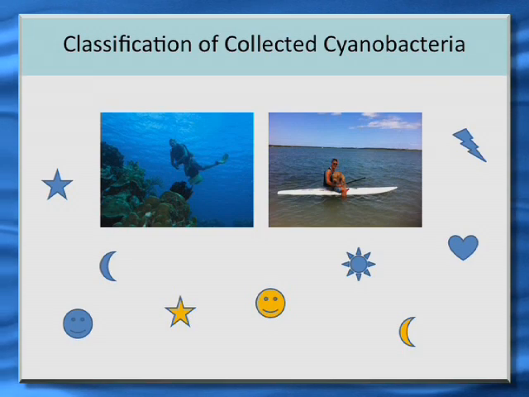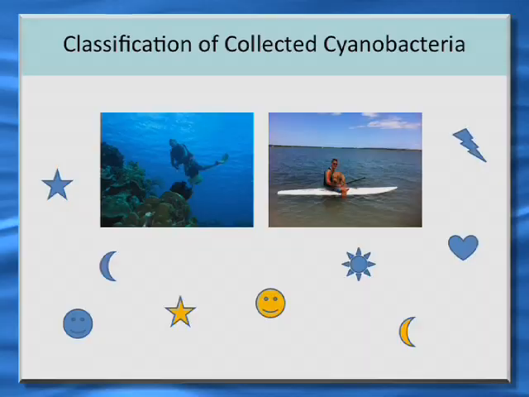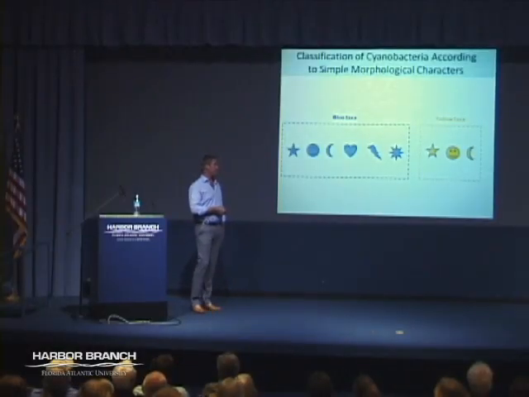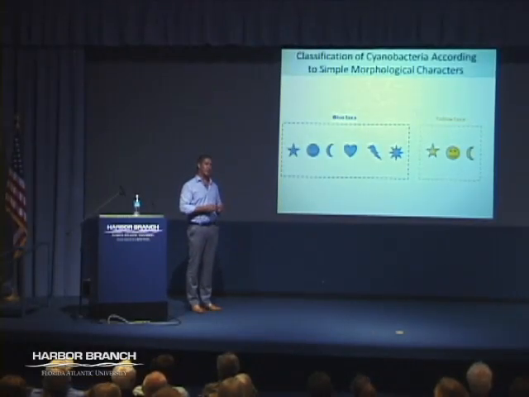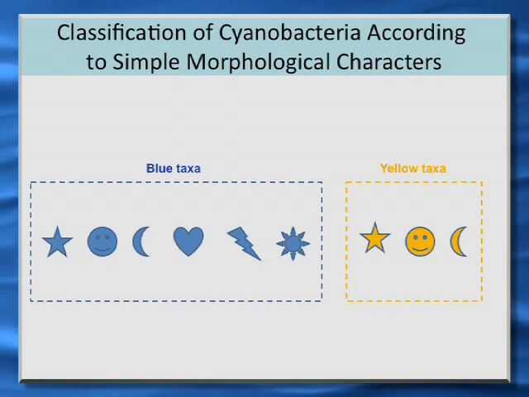So we collect this organism, and I've highlighted different morphotypes, different types of cyanobacteria with different characters here, just to show cyanobacteria with different morphologies. And what we do then is we group them together based on morphological similarities. That's the way the classification has been in the past. For example, we look at basic characters, and I use the coloration as a character to identify them. So we organize all the blue cyanobacteria into one group and all the yellow ones into another group. So we call them two different taxa.